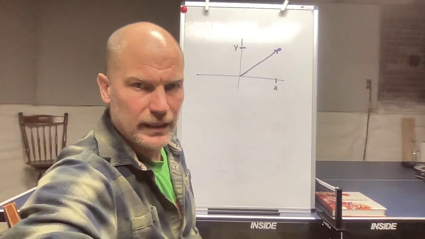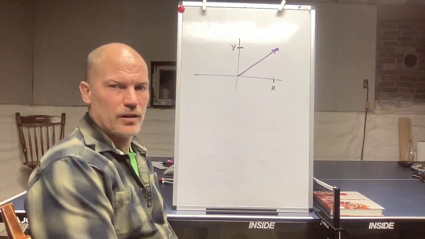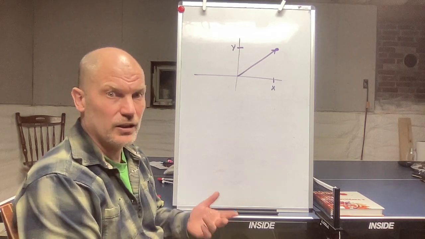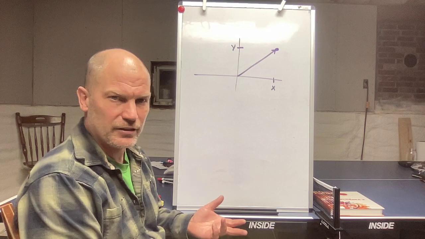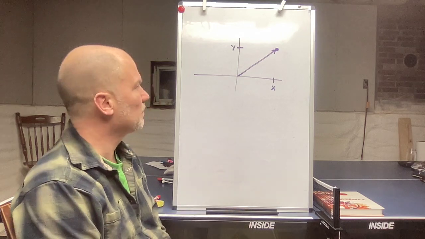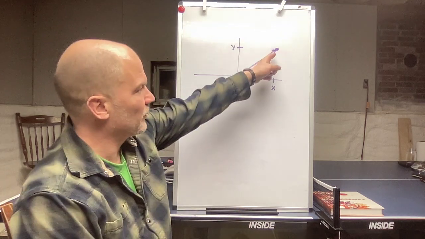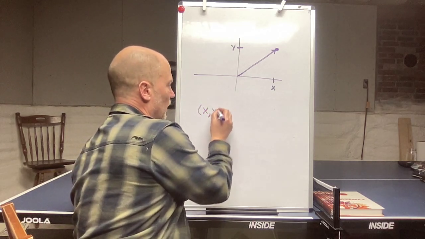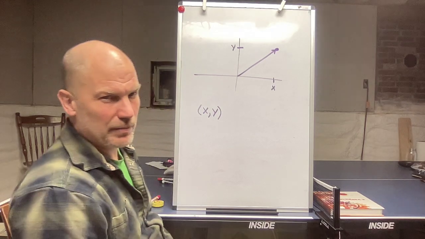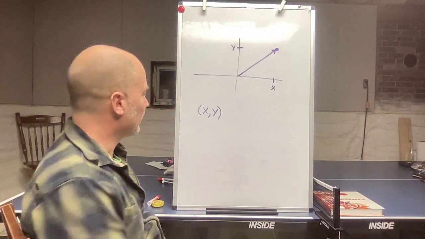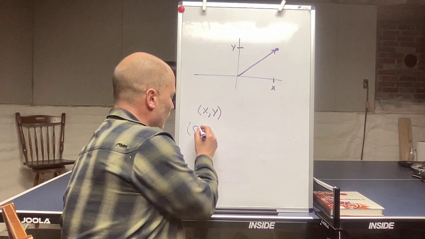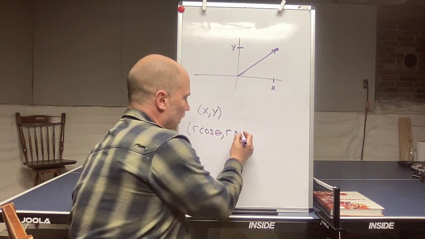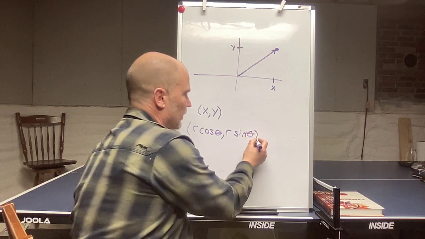So we need to be able to convert from polar to Cartesian and Cartesian back to polar. Often you'll hear rectangular instead of Cartesian, but it's the same thing. So we're going to talk about this point here. We know that we can call it x, y. And you might remember from earlier that we could also call it r cosine theta, r sine theta.